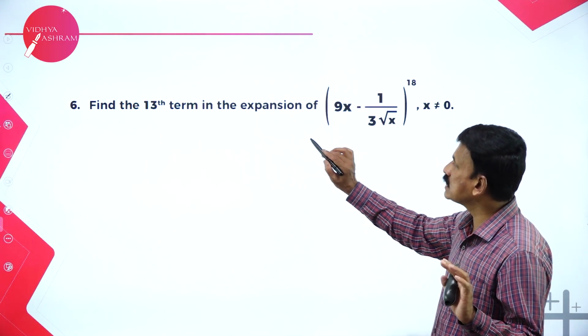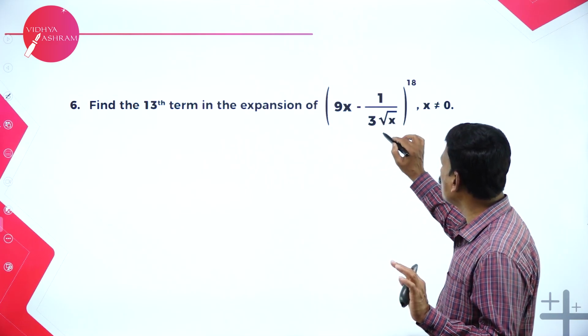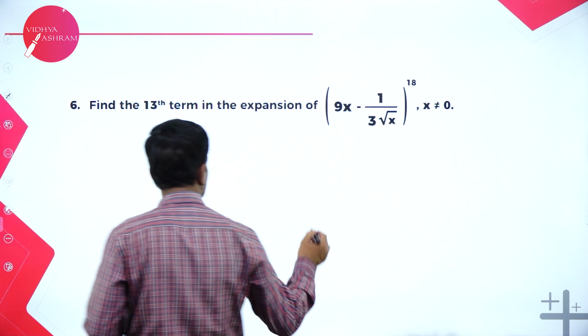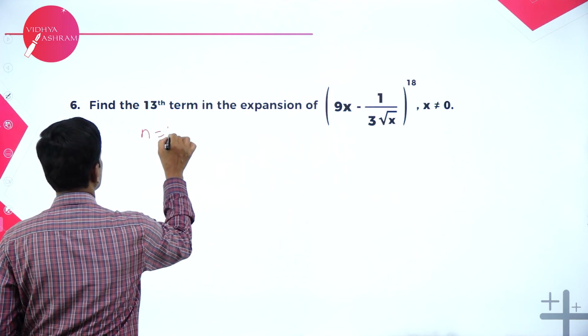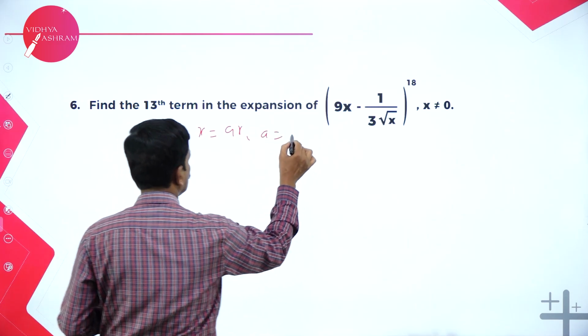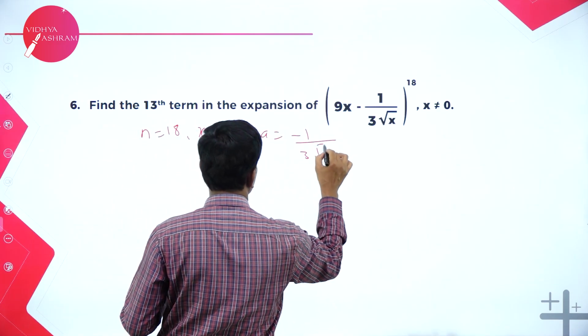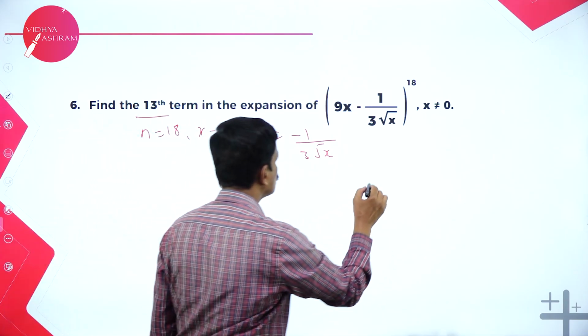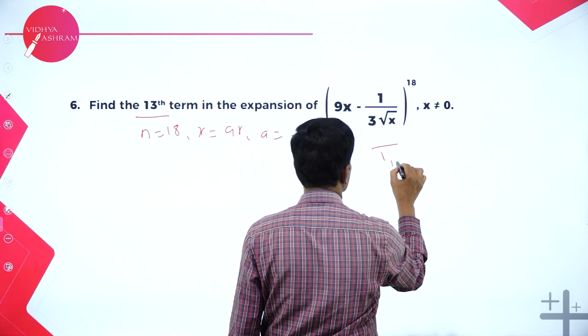Find the 13th term in the expansion of (9x minus 1 by 3 root x) to the power of 18. Same, compare this. So what is n? n is equal to 18. x is equal to 9x. a is equal to minus 1 over 3 times root x. Okay. What is to find? 13th term. So T13 is the question mark.